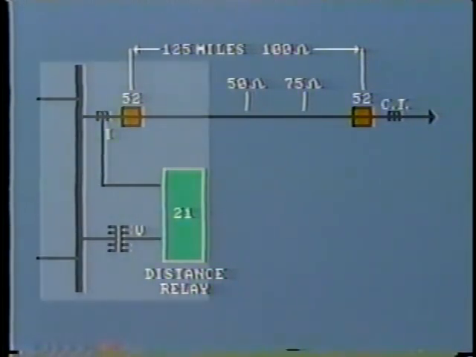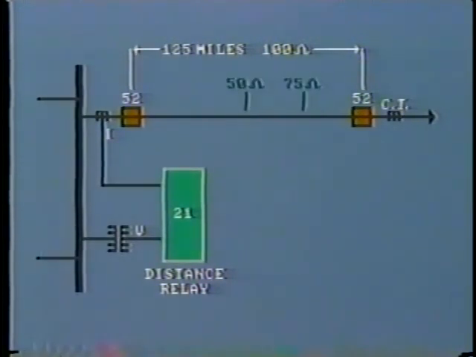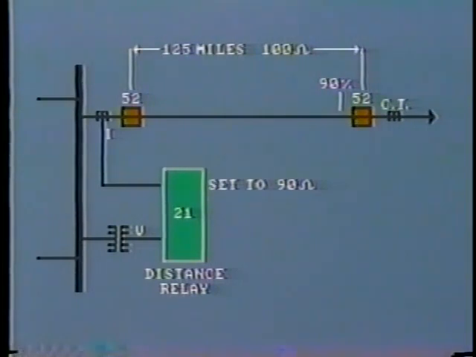The relay will be installed at this substation close to the breaker, but it can be adjusted to reach out as far along the line as we wish. Typically, it will be set to protect up to 90% of the length of the line. That is, for an impedance of 90 ohms in this example. Why? Well, relays have a 10% error margin, and we don't want the relay to overreach.